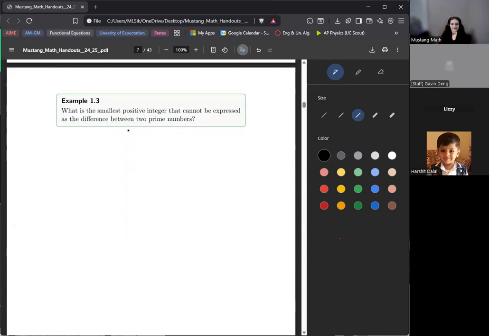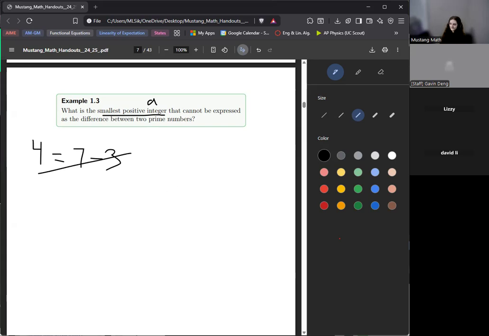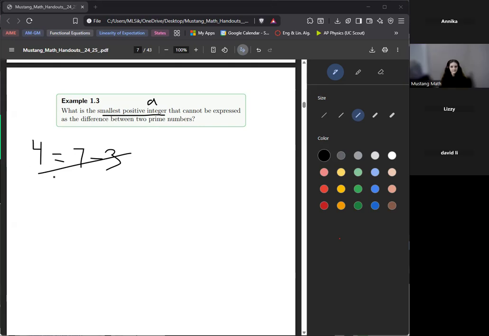So, now we've got an interesting number theory one. What is the smallest positive integer, let's call this a, that cannot be expressed as the difference between two prime numbers? So, what is everyone's thoughts on this one? We can try 4, but that would be the same as 7 times 3, so unfortunately not. Yeah, go ahead. 7.